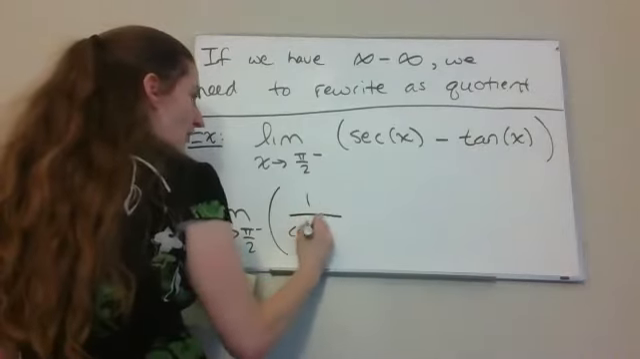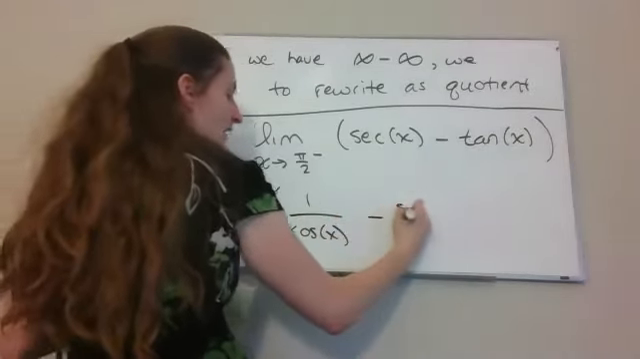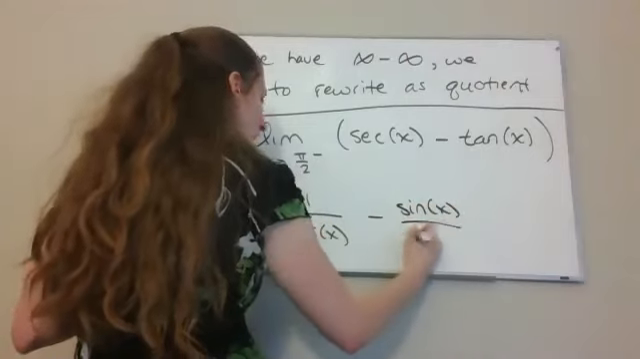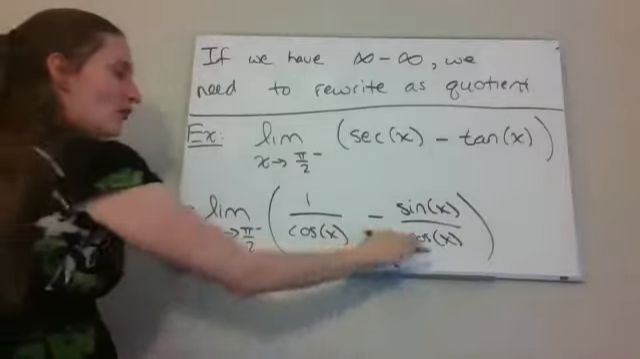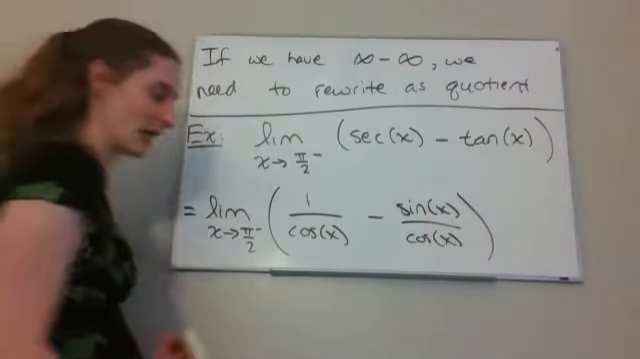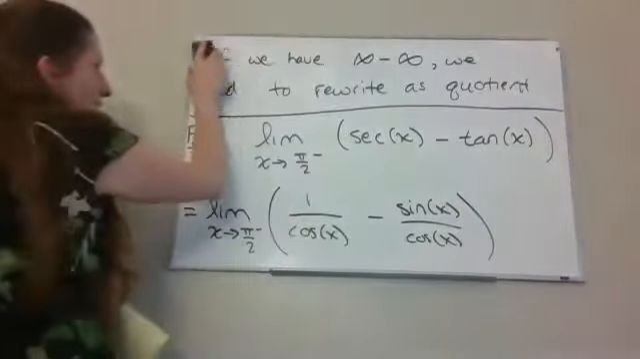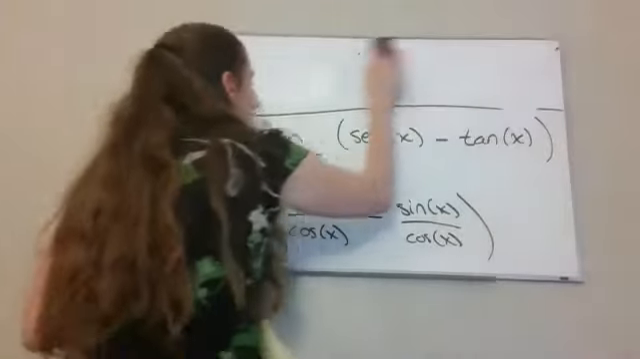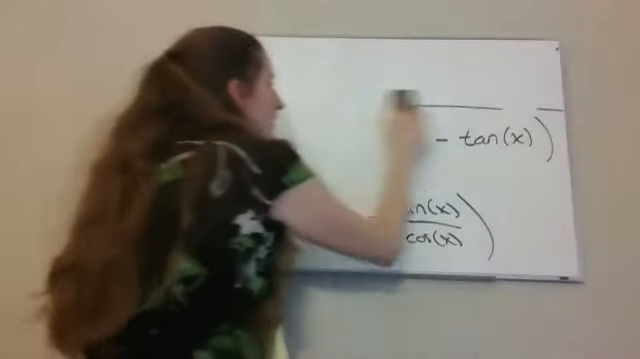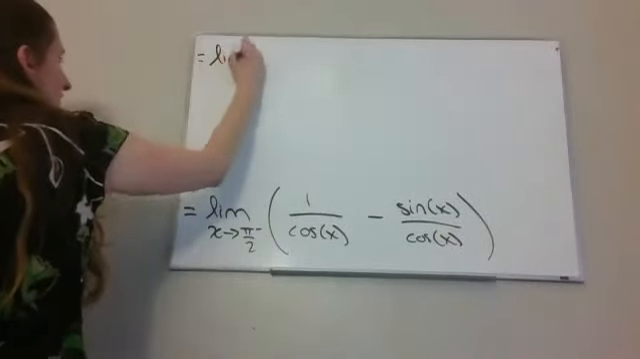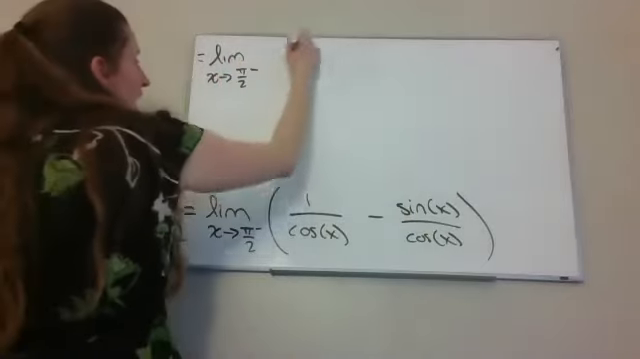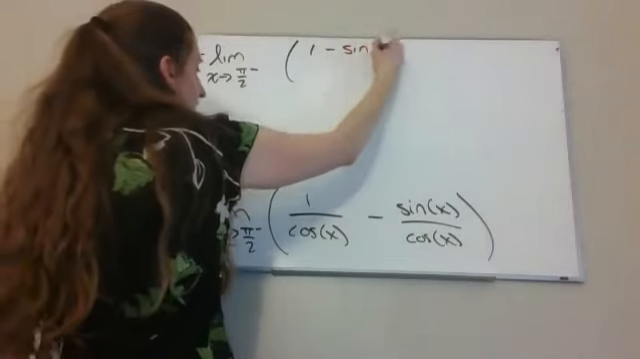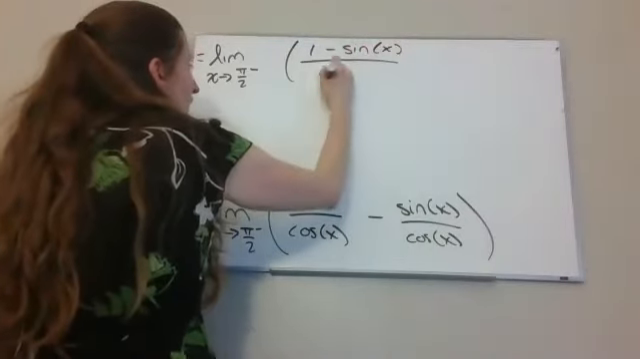Secant is 1 over cosine. Tangent is sine over cosine. And now look at that, I have a common denominator, I can write it together as one fraction, and then we'll have a quotient like we need. So when I combine this together as one fraction, we have a limit as x approaches pi over 2 from the left of 1 minus sine of x over cosine of x.